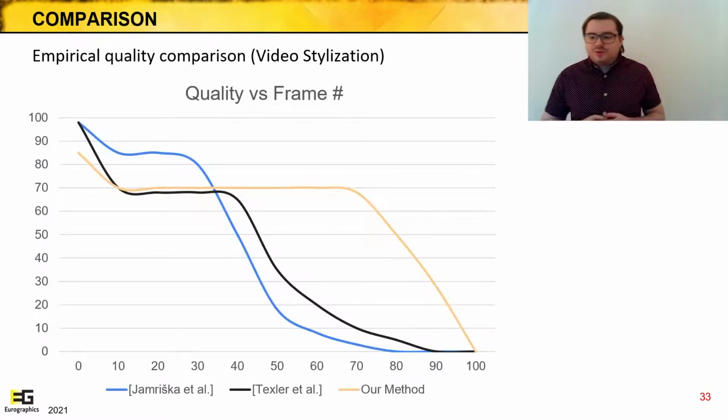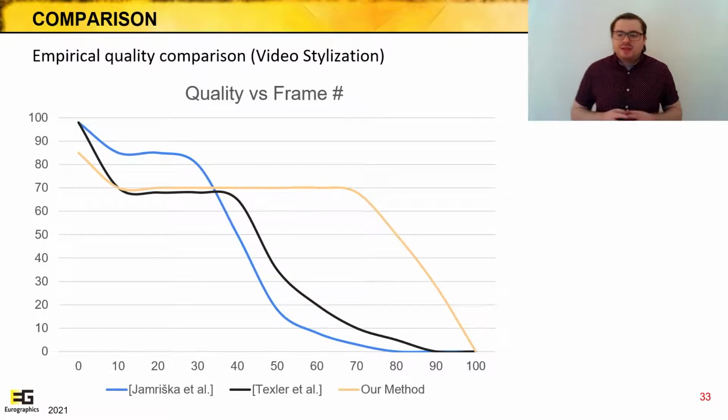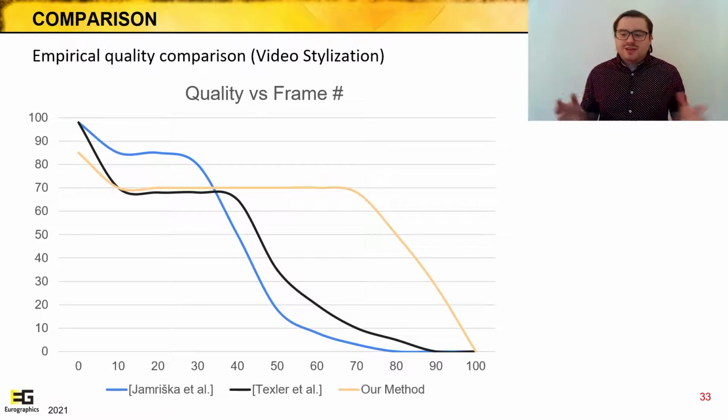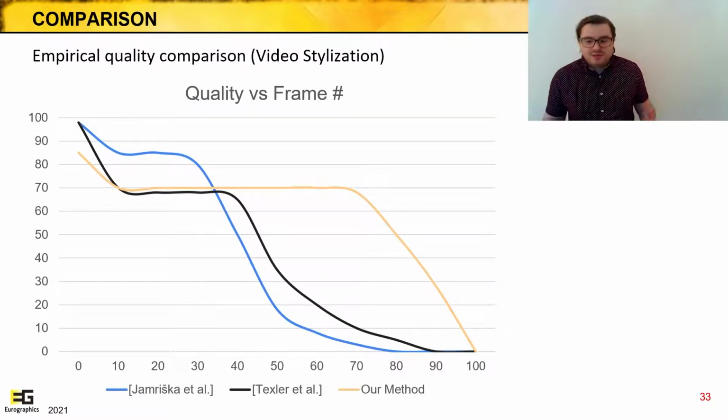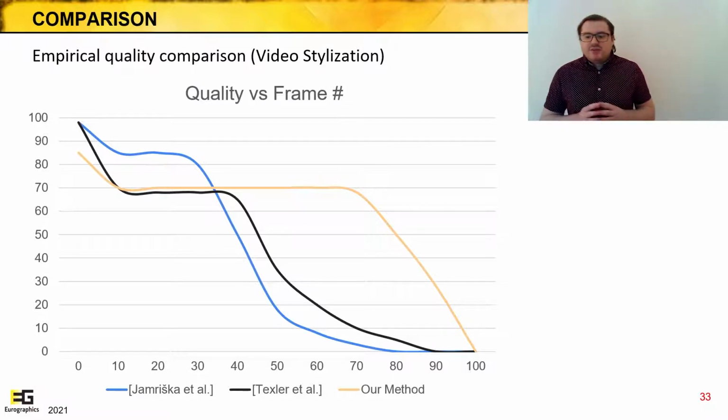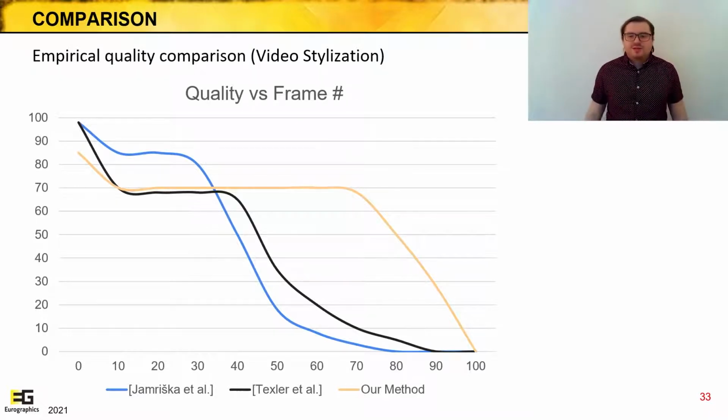To sum up, compared to Jamriška and Texler, generally our method is able to resist falling apart longer as the sequence moves away from the keyframe. This is a graph of an empirical typical case of video stylization. While Jamriška produces top-notch quality, the synthesis fails relatively quickly. While Texler can resist a little longer, generally the two methods require a similar number of artist-created keyframes to stylize the entire sequence. That is in contrast to our method, which resists even significant changes in the scene and thus requires fewer provided keyframes, reducing the amount of work that needs to be done by an artist.